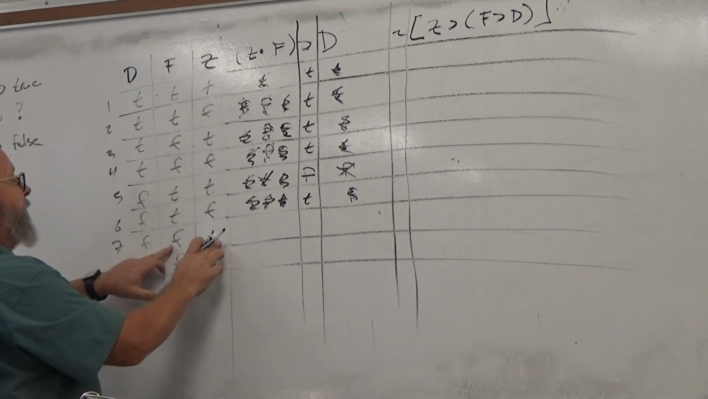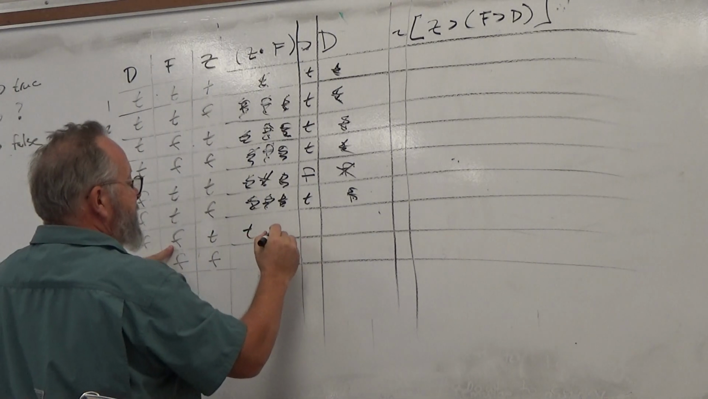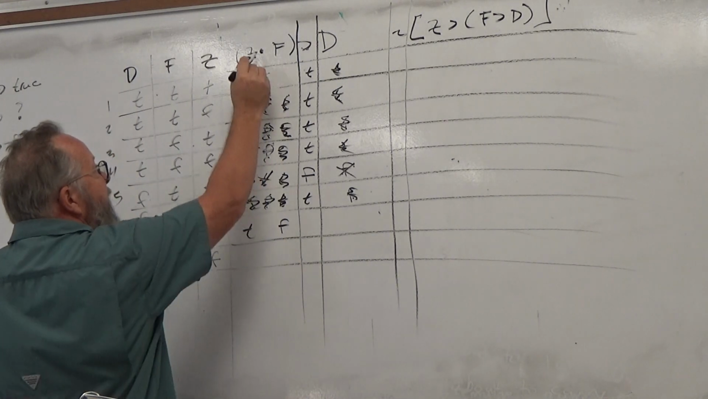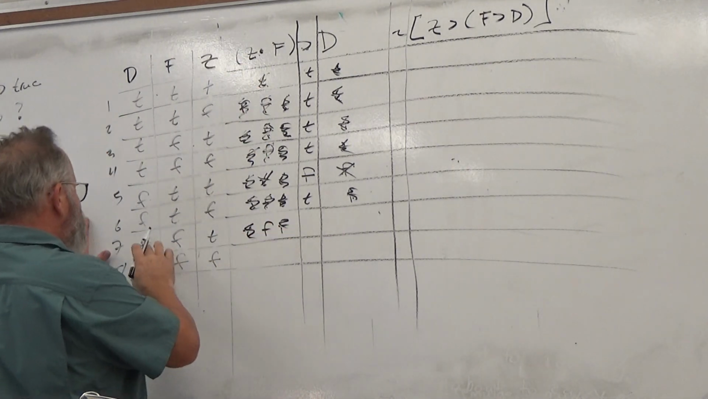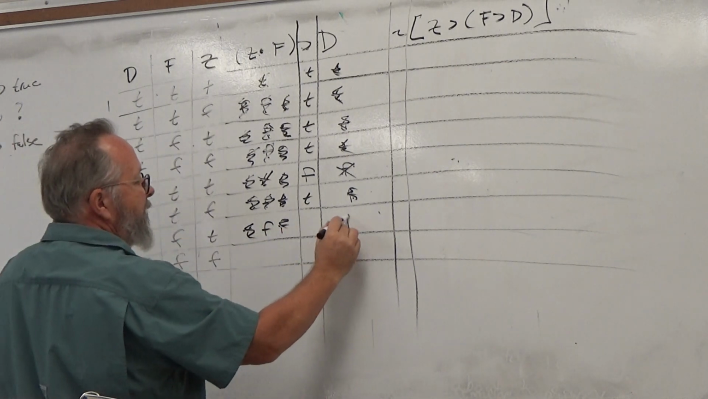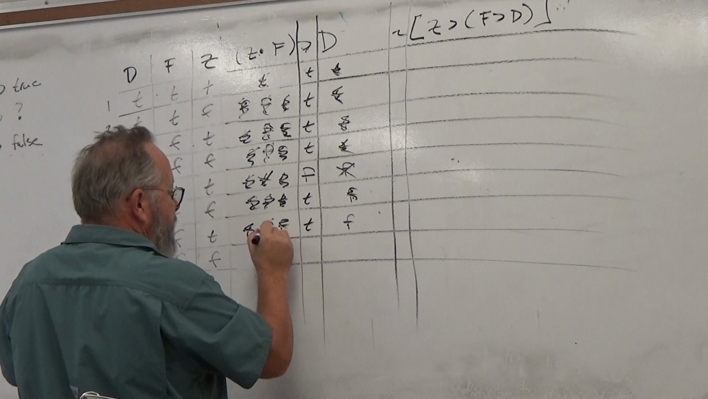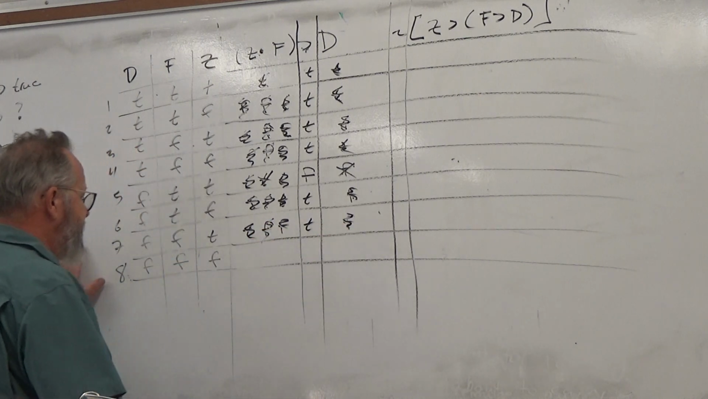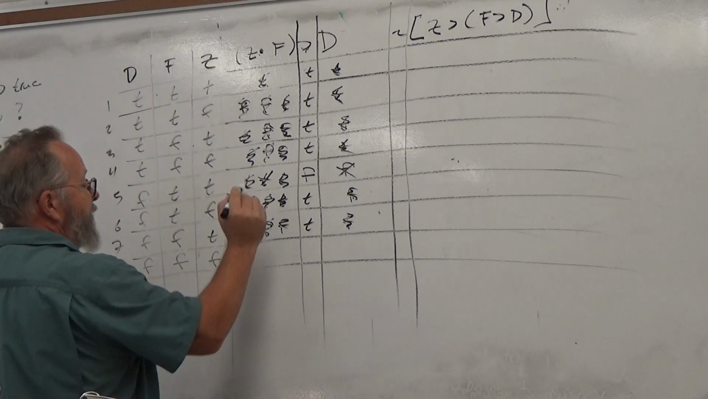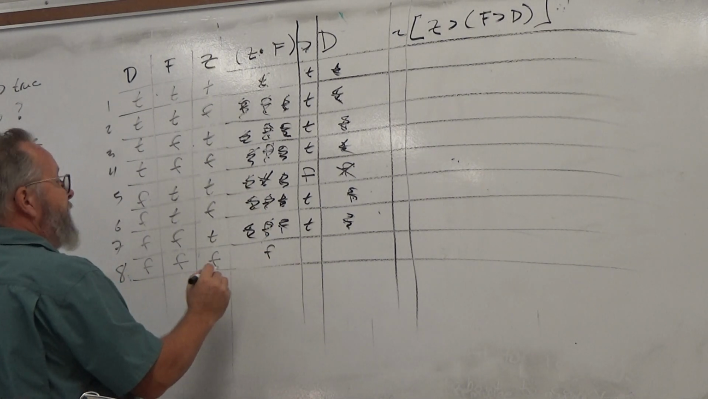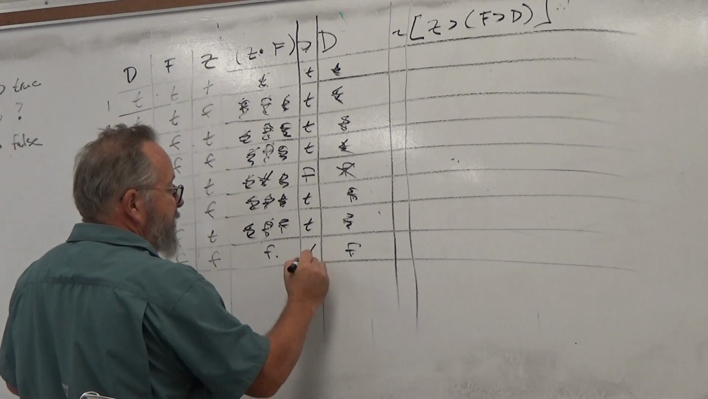Okay, so here, Z is true and F is false. So we have true and false, which is false. And D on this line is false. So we have false, then false, which is true. Okay, last line to do. Z and F, they're both false, so false and false is false. And D is also false, so we have false, then false, which is true.